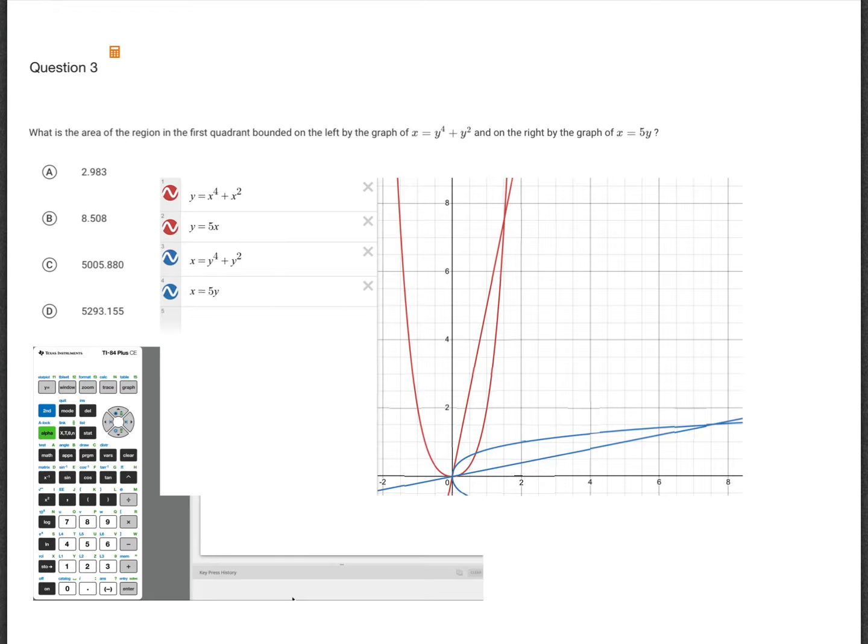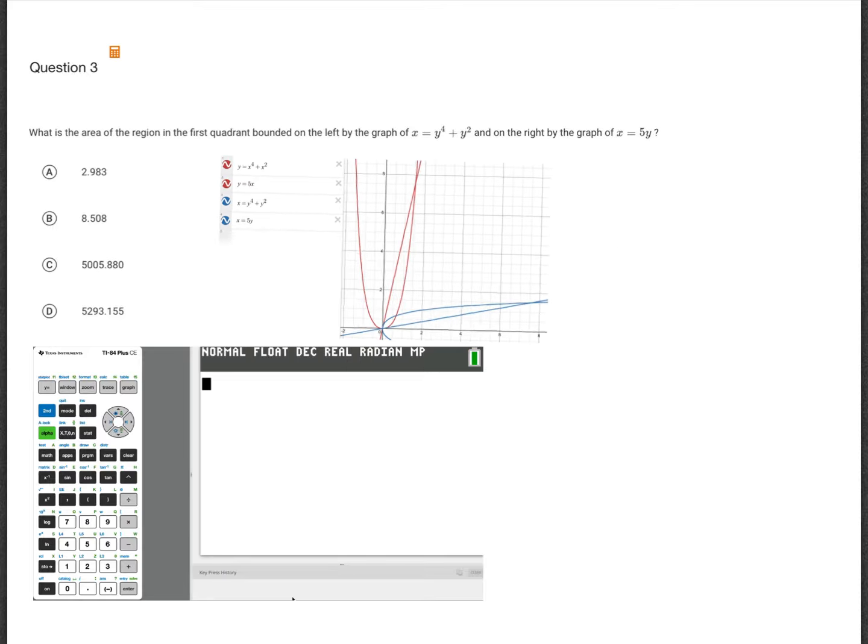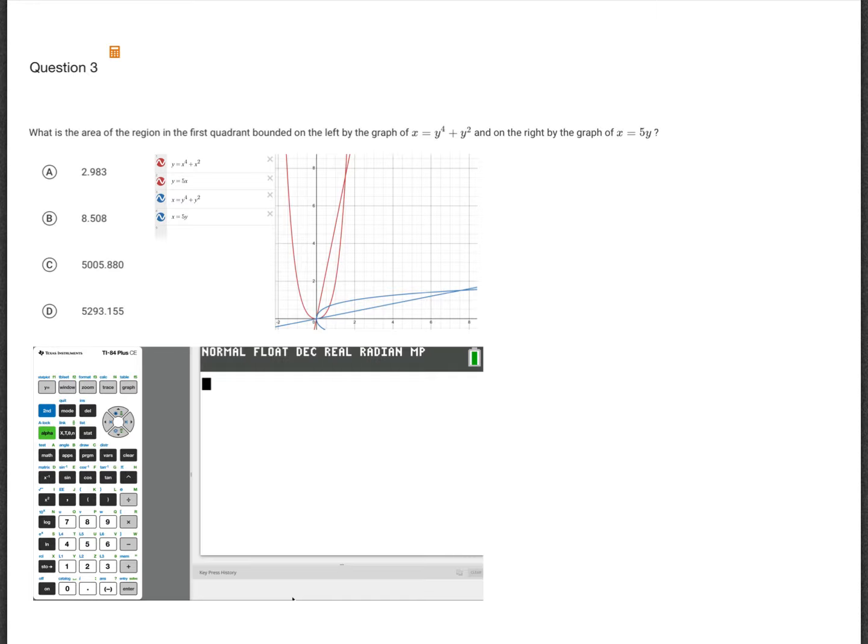And notice to find that area, so here now, let me put this back. Now we're going to focus on the red. For the red one, notice the linear function, in this case y equals 5x, is on top. So we're going to subtract y equals x to the fourth plus x squared from y equals 5x.